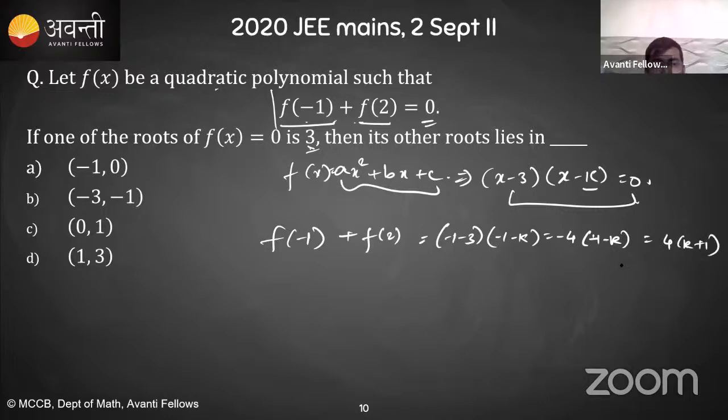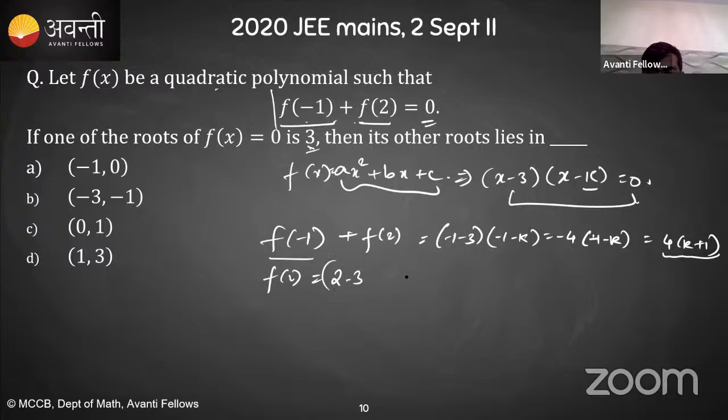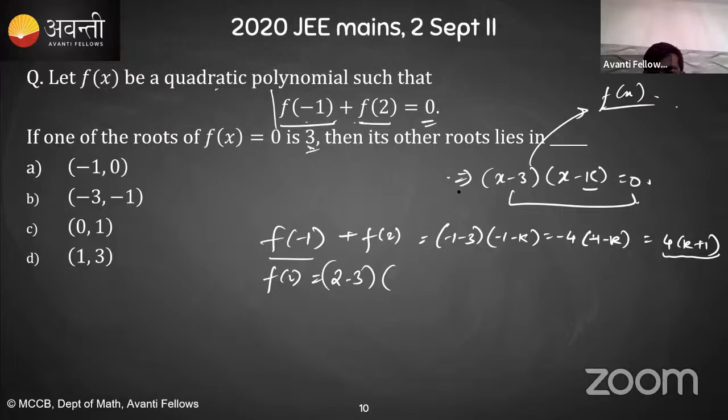Okay. Yeah. So the value is 4 times k plus 1 for f of minus 1. Now f of 2 will become what? I'll substitute x equals to 2 in place of minus 1. It will become 2 minus 3 into 2 minus k. So this is also our f of x. Okay. So let's discard this assumption and use this one.